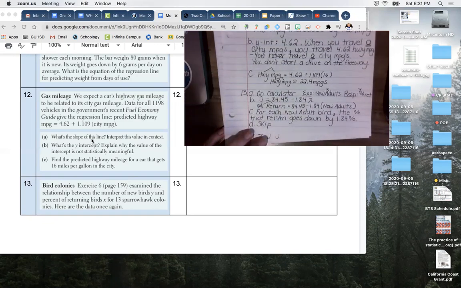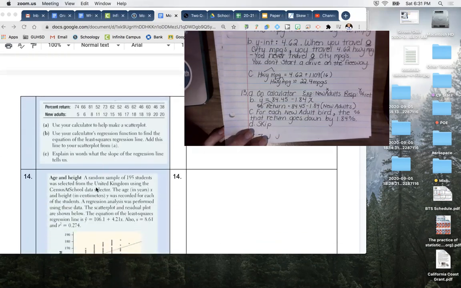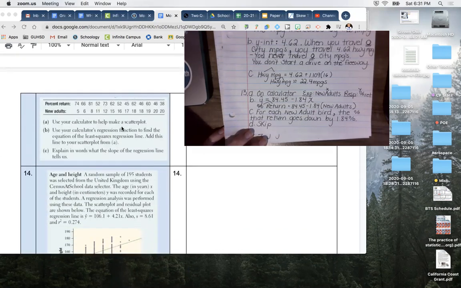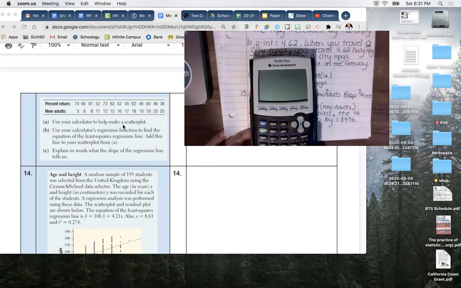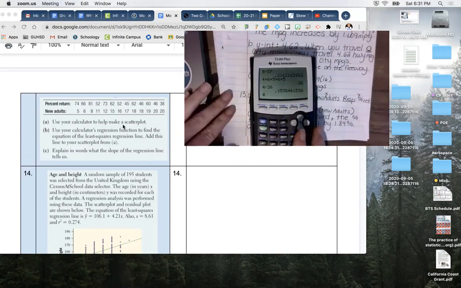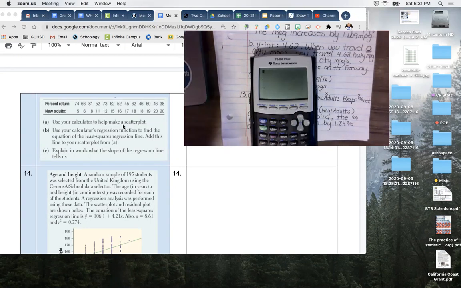On 13, it says to use your calculator to help make a scatter plot. So I'll do that on this one because in the last video, if you want to see how to do it on the Statlet that we use, please visit yesterday's lesson in the homework help. I did one on there for you so that you could see it.